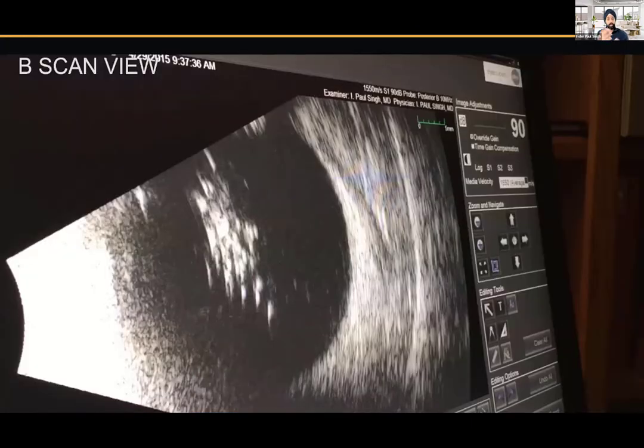You don't have to completely remove all the floater, but if you can debulk it and decrease the density of these opacities, you can do enough to help decrease the effect on their quality of vision. And again, this is another video. I know Dr. Adamski and Dr. Andy Dmitriew have done some fantastic work, as they showed you earlier, on making sure that we know exactly what's happened to the vitreous.